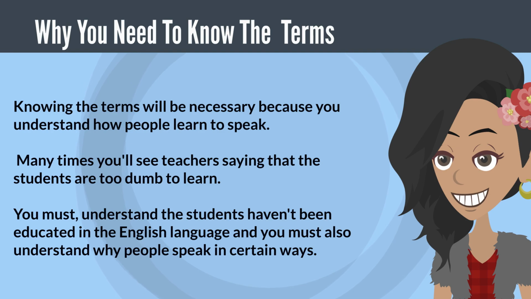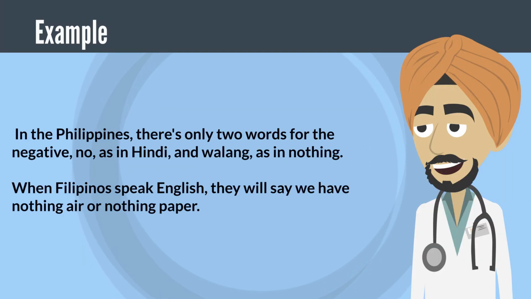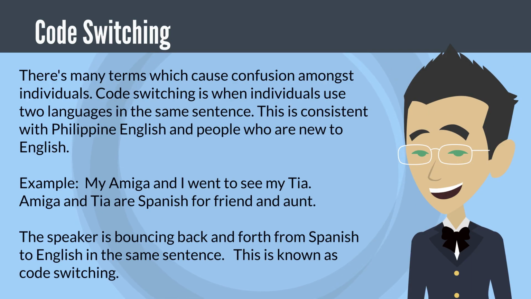You must understand the students haven't been educated in the English language, and you must also understand why people speak in certain ways. For example, in the Philippines, there's only two words for the negative: no, as in hindi, and wala, as in nothing. So when Filipinos speak English, they will say we have nothing air or nothing paper. There's many terms which cause confusion amongst individuals.